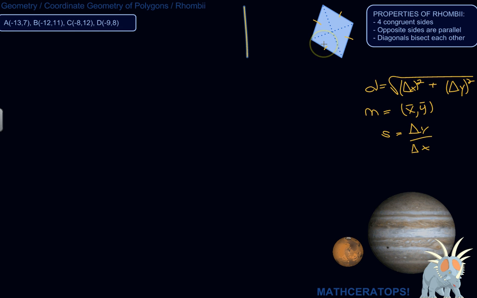So it's kind of a special case of a parallelogram, but where all four sides are congruent. And actually, if these interior angles were 90 degrees, it'd be a square. So a square is a special rhombus. Anyway, we're just gonna see if this is a rhombus. So are all four sides congruent, and are the opposite sides parallel?